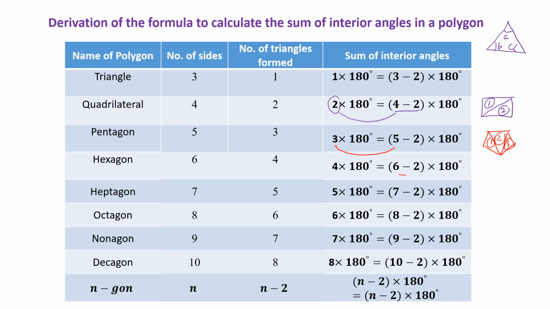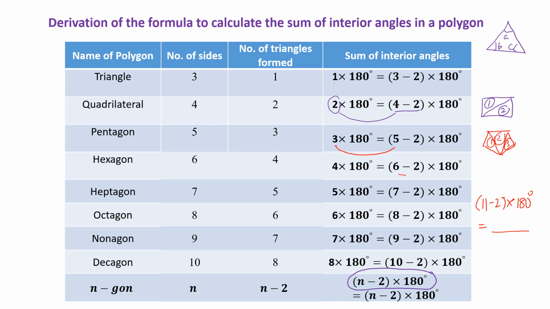So therefore, if you have a polygon with n sides, the sum of interior angles will be (n minus 2) times 180 degrees. If you have a polygon with 11 sides, then the sum of interior angles will be (11 minus 2) times 180. If you have a calculator, you can just work out the value. In summary, this is a formula you need to remember, and this formula works for regular or irregular polygons.